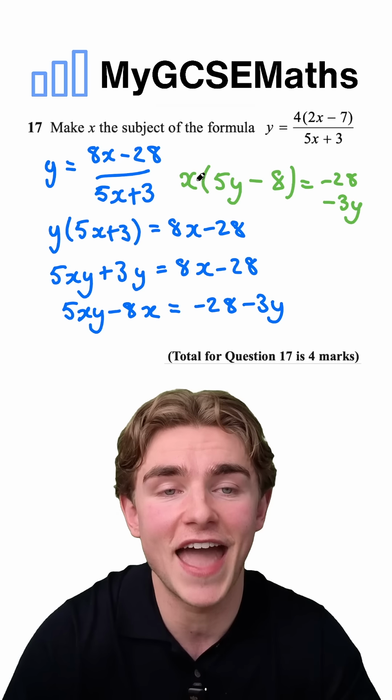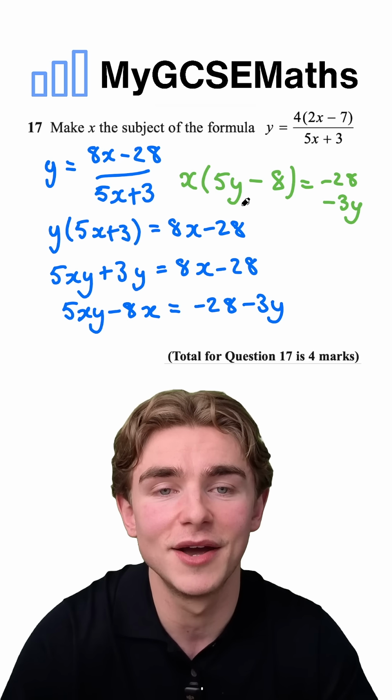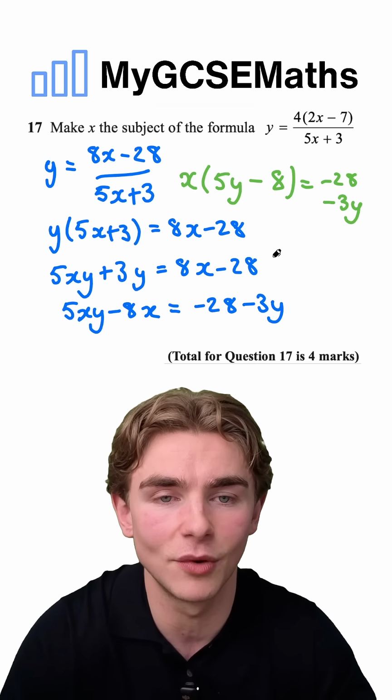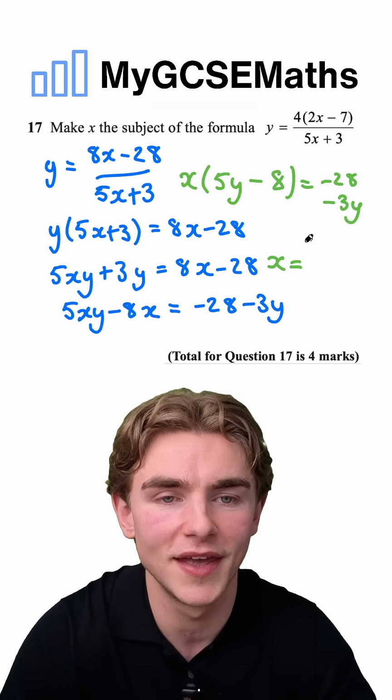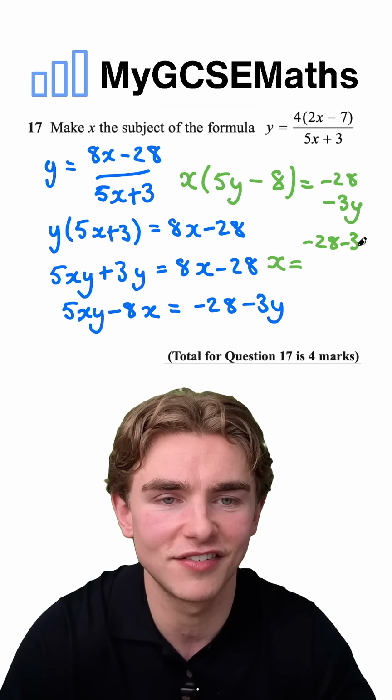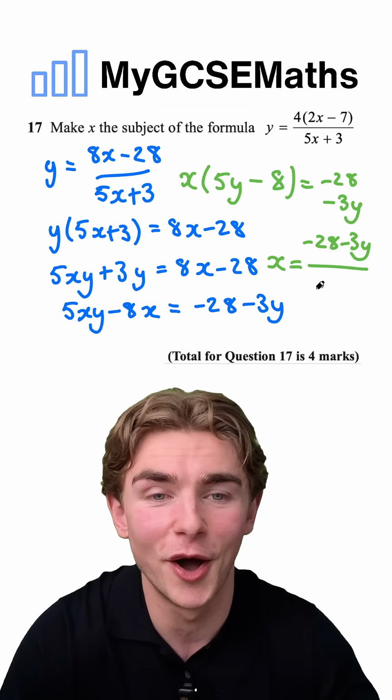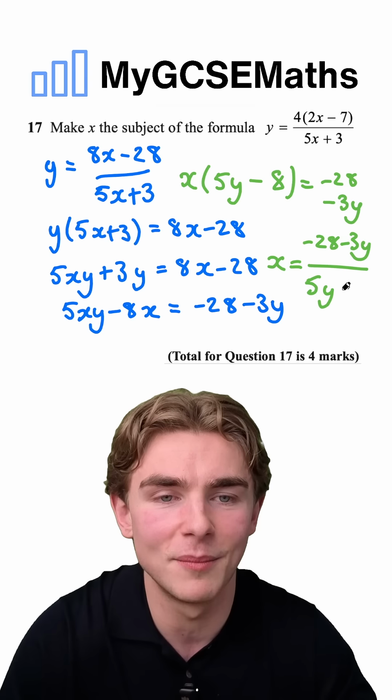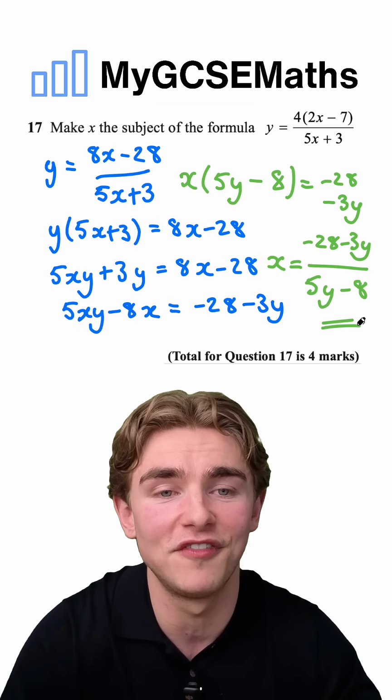Next step, guys, to get the x on its own, we're going to divide both sides by 5y minus 8. So we're going to have x is equal to minus 28 minus 3y, hopefully that's on the screen, over 5y minus 8. And that, guys, is going to be our final answer.